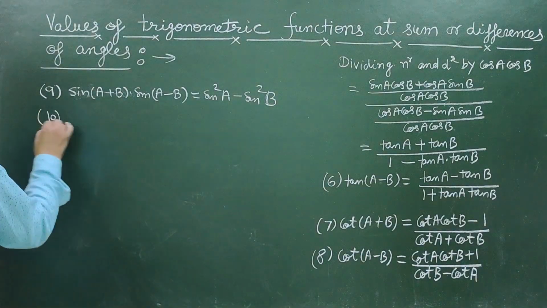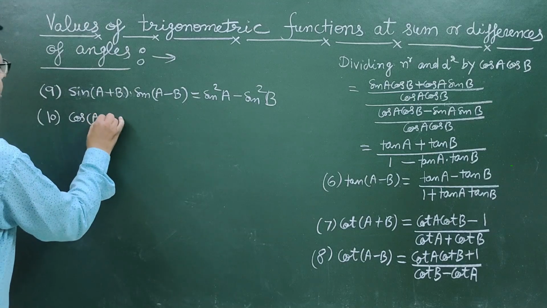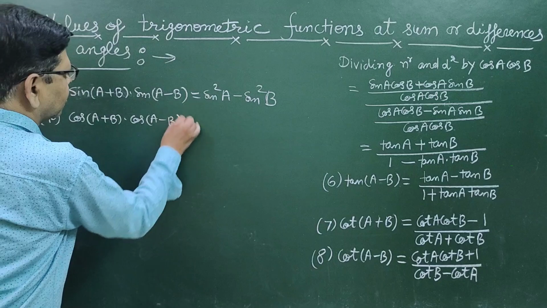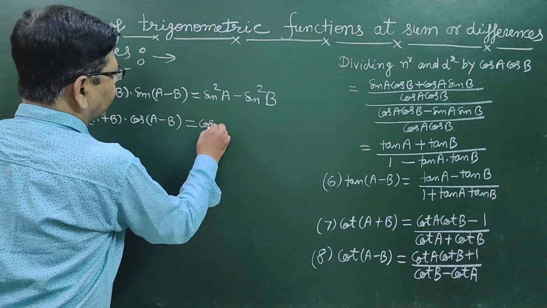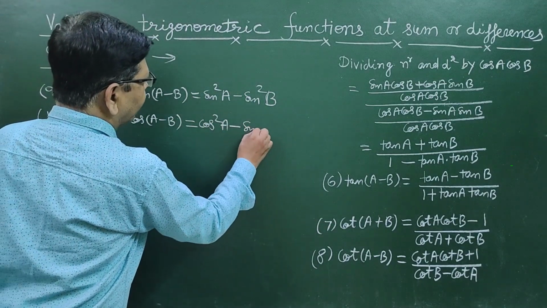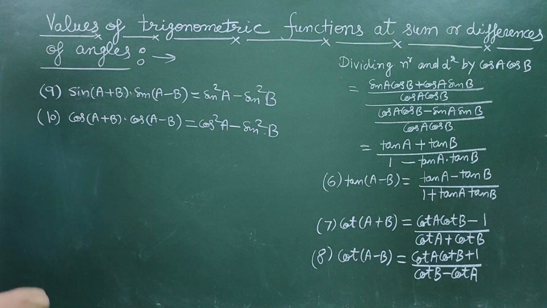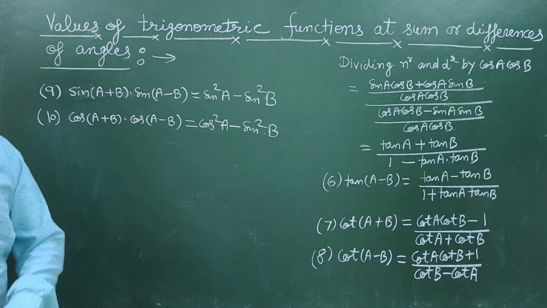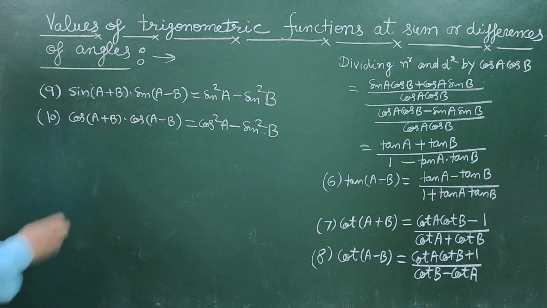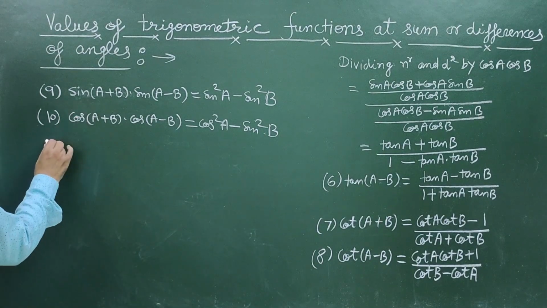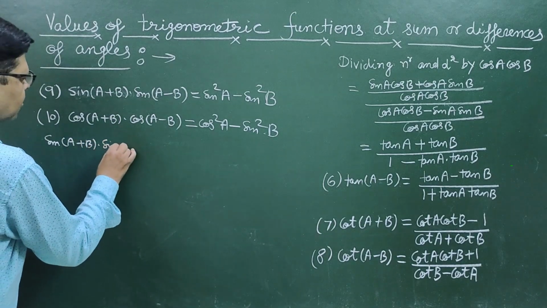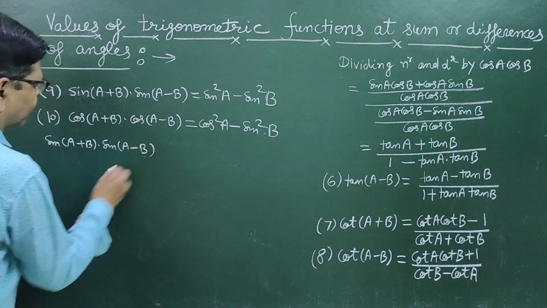Tenth formula, cos A plus B into cos A minus B is equal to cos square A minus sine square B. These formulas can be derived using the formula of sine A plus B and sine A minus B. So I will derive this formula, sine A plus B into sine A minus B is equal to sine square A minus sine square B.